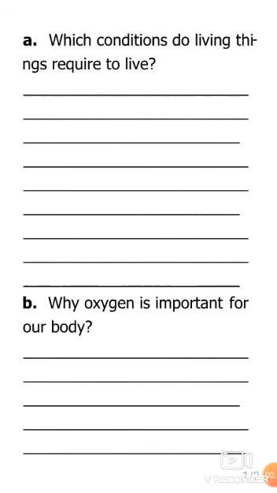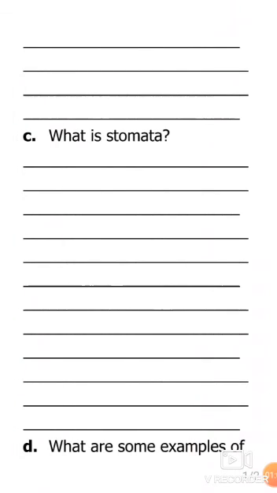Answer of question number 2 is importance of oxygen. Oxygen helps to break down the food that we eat, which makes energy for our bodies, and the energy helps living things to move and work. Question number 3 is, what is stomata? So the answer of question number 3 is, plants also breathe. They take in air through tiny holes in their leaves and these tiny holes are called stomata.